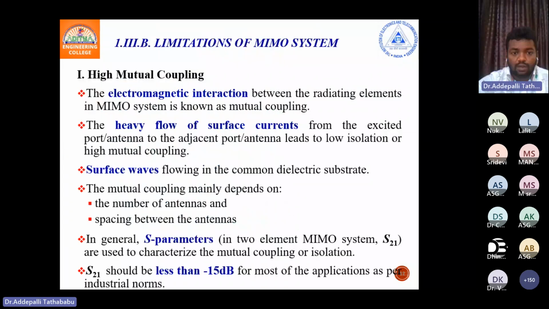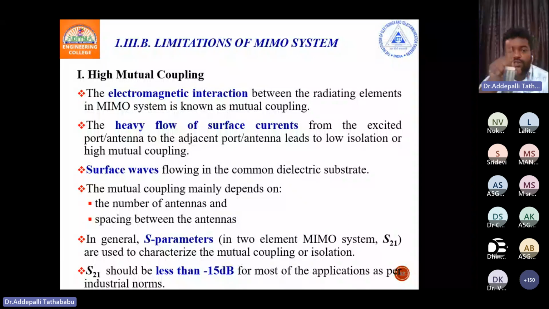So there are a number of antennas. Here, mutual coupling: antenna one is there, antenna two is there. Suppose one is radiating like this and the other antenna is radiating like this. So there is a collision between the two radiations, and that is called mutual coupling. Due to mutual coupling, the information contained in the signal will be disturbed. So that is the main limiting factor in the MIMO system.